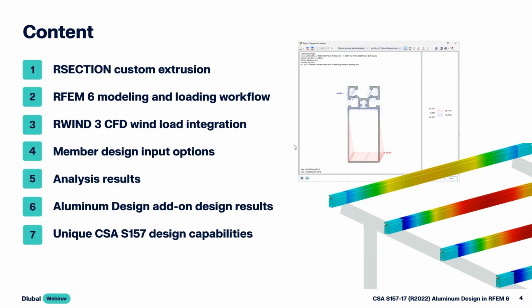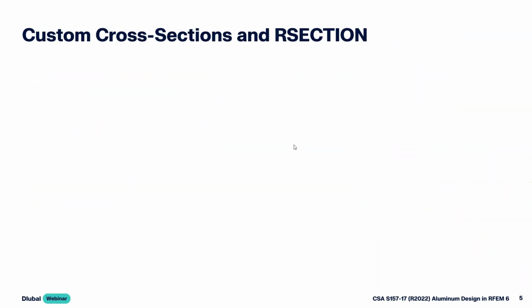We'll talk a little bit about the loading, including also integrating our other standalone program, RWind 3, for the CFD wind loads. We'll input information specific to the CSA design for our members. And finally, we'll run our calculation and review the analysis results in RFEM 6, but also the design results according to the CSA standard utilizing the aluminum design add-on within RFEM itself. We'll talk a little bit today about unique capabilities, referring directly to the CSA S157, that somewhat sets RFEM apart from other software out there.